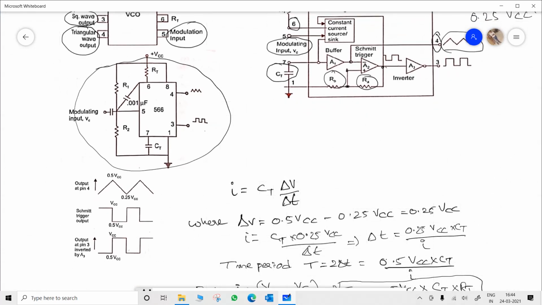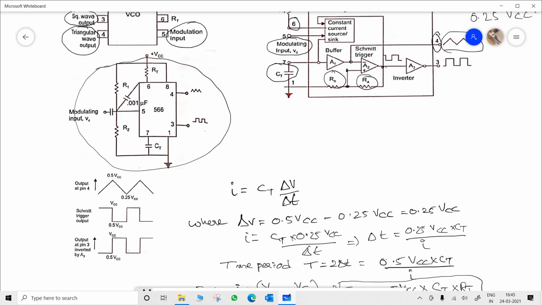Now this voltage we are obtaining at terminal number 3. Then we may connect an additional 0.001 microfarad capacitor between pin number 5 and 6 in order to eliminate any kind of noise at the modulating input terminal.